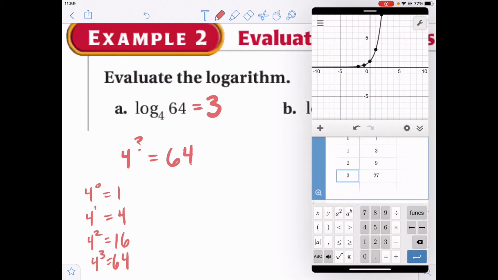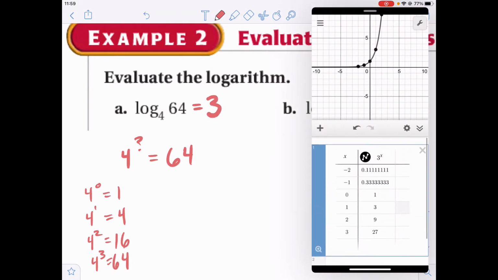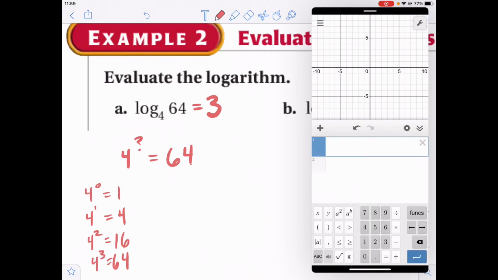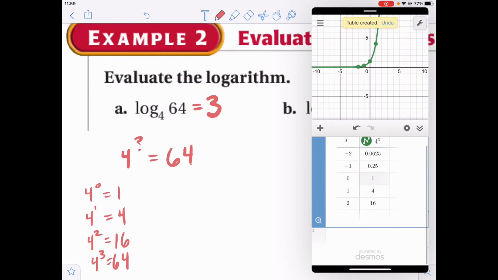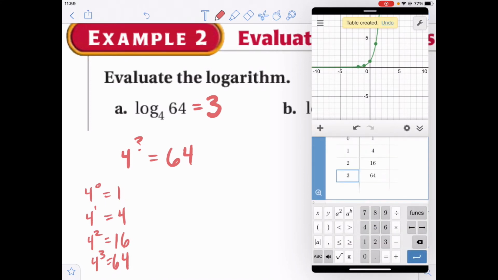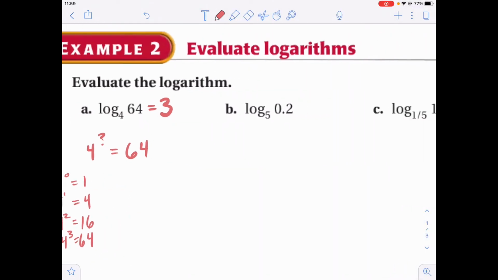All right, we could also have done that with this table in Desmos. What power of 4? 4 to what power? Plug it in. 1, 2, 3 would give us 64. All right, let's do our next one.